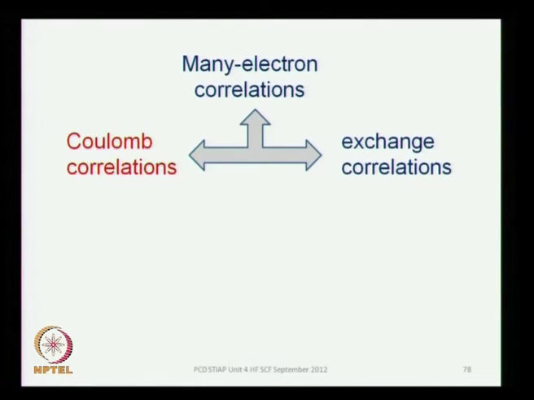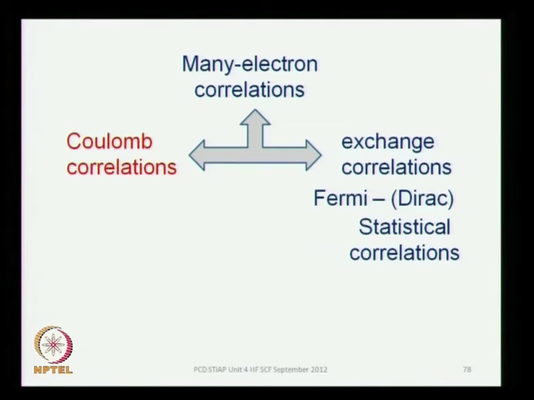So, exchange correlations are included, but Coulomb correlations are excluded in the Hartree-Fock. So, these are the two kinds of correlations. Exchange correlations are also called Fermi correlations or Fermi-Dirac correlations. This is just a matter of terminology, and you can see why these terms are completely equivalent to each other, because it comes from Fermi-Dirac statistics. These are also called statistical correlations because they come from the Fermi-Dirac statistics.